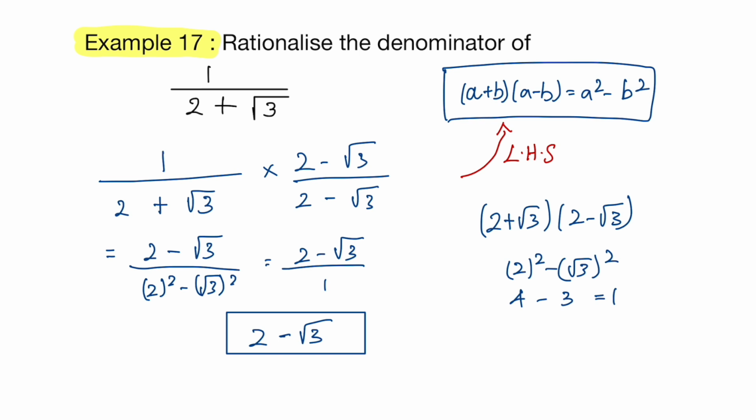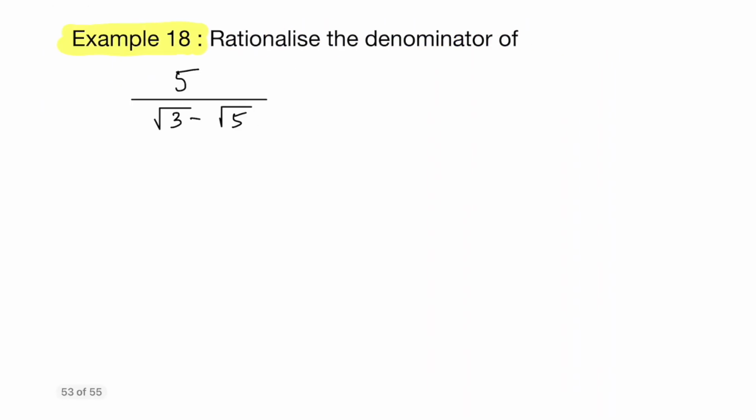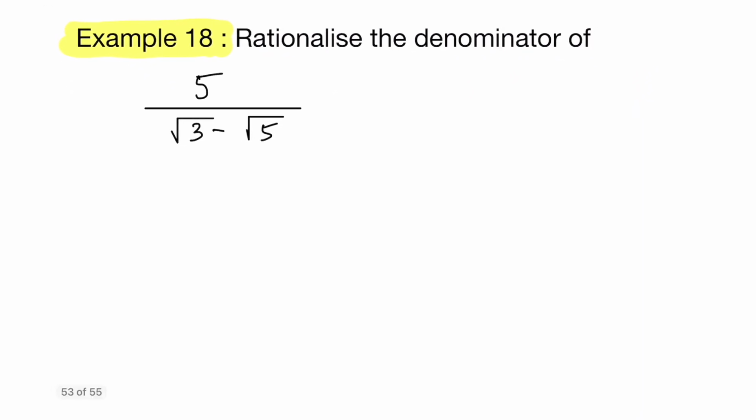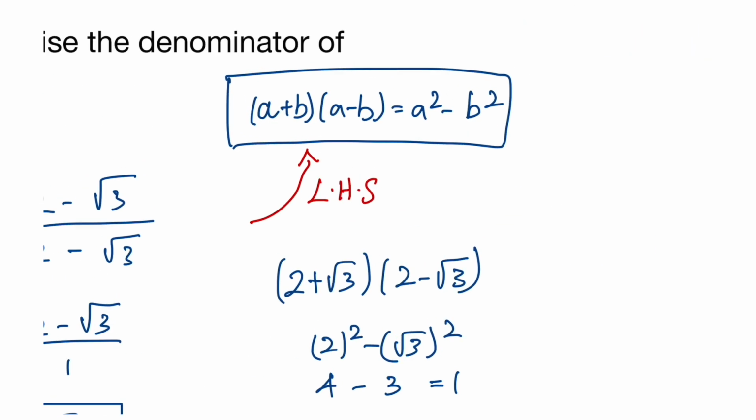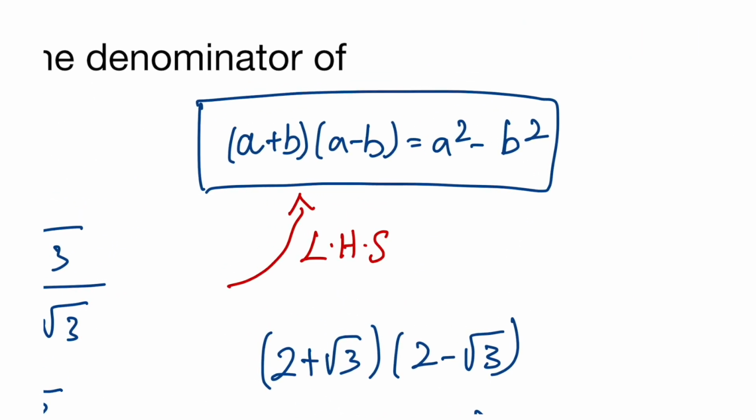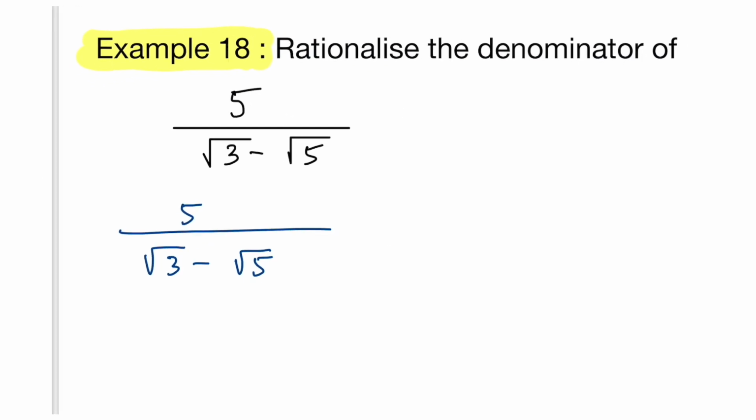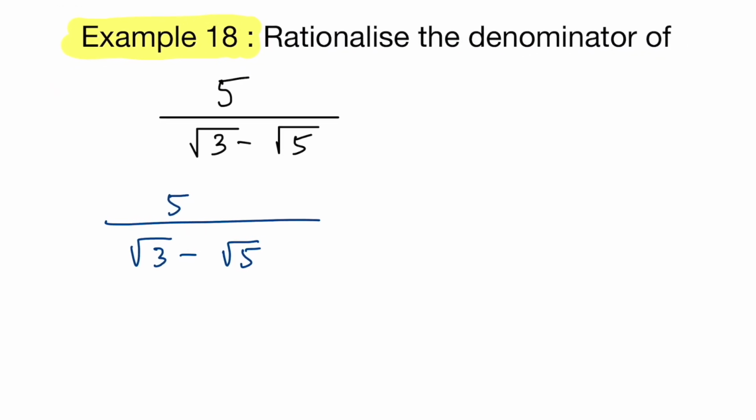Okay, understood? Now moving on to the next question, which is also similar to the question that we just saw in example 17. It's very similar. So we have the number 5 divided by root 3 minus root 5. Now also here we have root 3 minus root 5, so we can use the same thing again. What is that? A plus b into a minus b is a squared minus b squared, right? We are going to use the same thing here, and we are going to multiply the numerator and denominator with root 3 plus root 5.